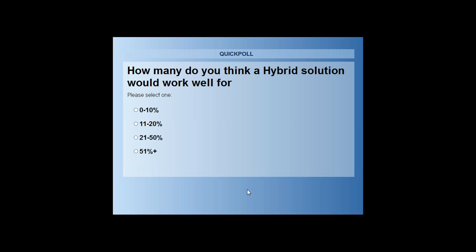How many do you think a hybrid solution would work well for? Hybrid solution, folks. Straight down the middle, combination of on-premises technology plus cloud technology. 4 answers to choose from. Again, 0 to 10, all the way through 51% or higher. And Heather, let's just give that a few more seconds and then bring up the answers.